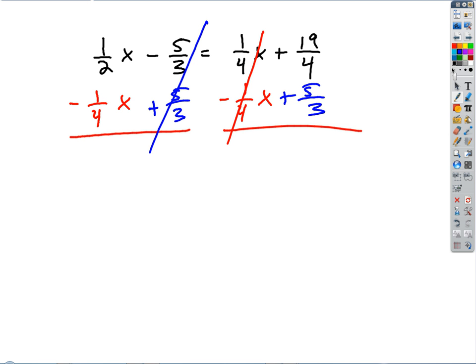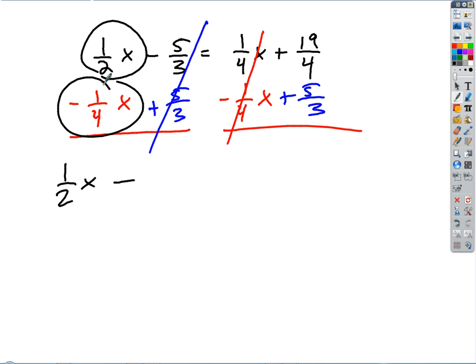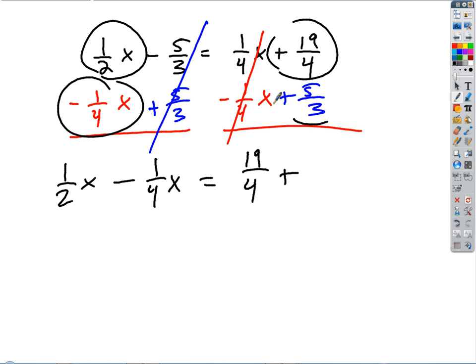On the left side, we've got 1/2 x minus 1/4 x. On the right side, we've got 19 fourths plus 5 thirds. Right? Okay, that's a lot of fractional stuff to do.